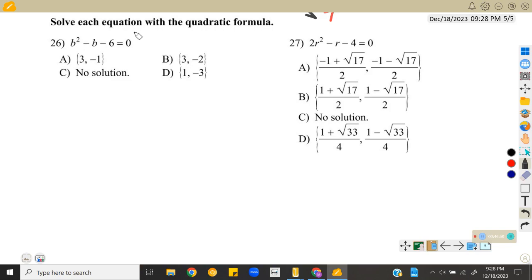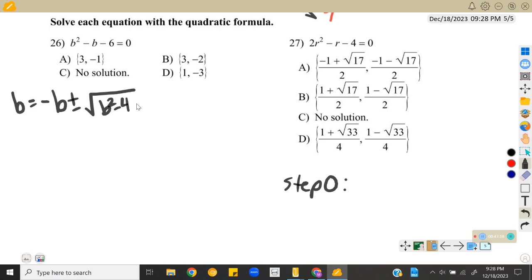But either way, using the quadratic formula, step 1 would be that we see it's already set equal to 0. We called that step 0: make sure that the equation is set equal to 0. This one is set equal to 0, so now we can start. In this case, x is equal to negative b plus or minus the square root of b squared minus 4ac, divided by 2a.